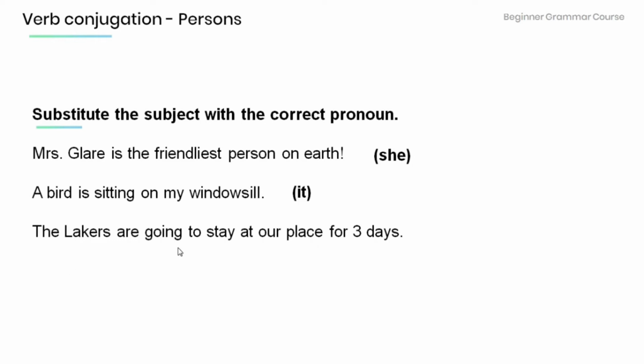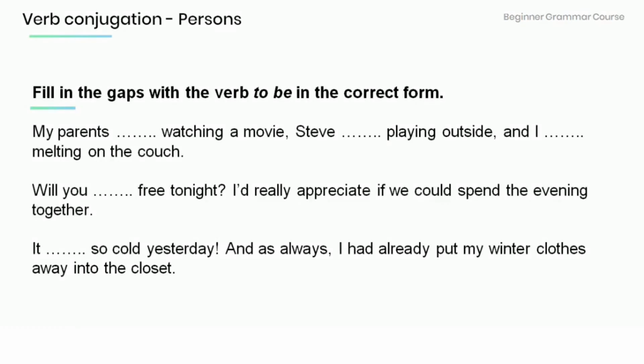The Lakers are going to stay at our place for 3 days. They are going to stay at our place for 3 days. Now have a look at the following sentences and fill in the gaps using the correct form of the verb to be. My parents watching a movie. Steve playing outside. And I melting on the couch.